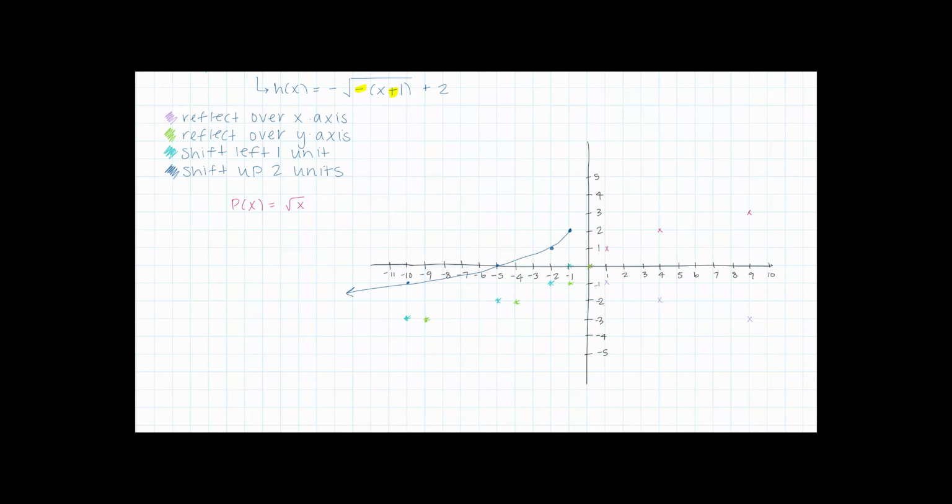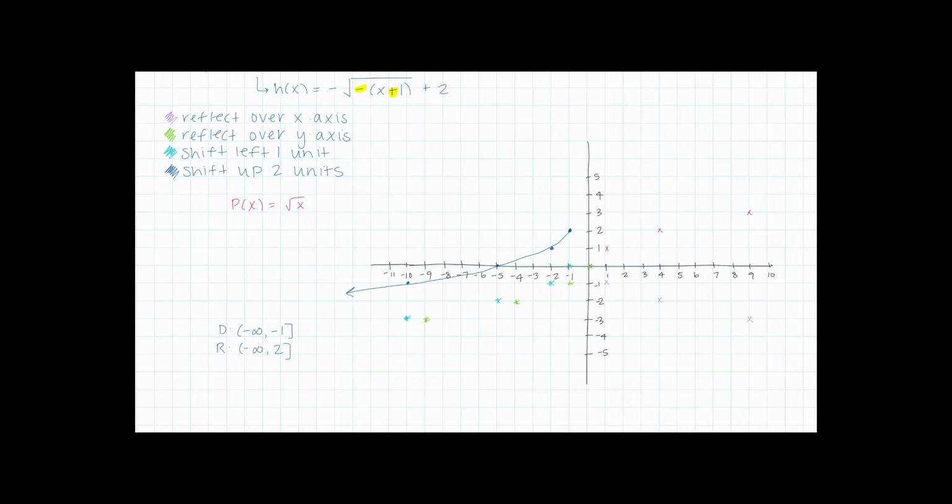Again, it starts right here because that's the point that moved from (0, 0). So when we look at our domain, we're going from negative infinity up to negative 1. And then our range is from negative infinity up to 2, because that's as high as we go.